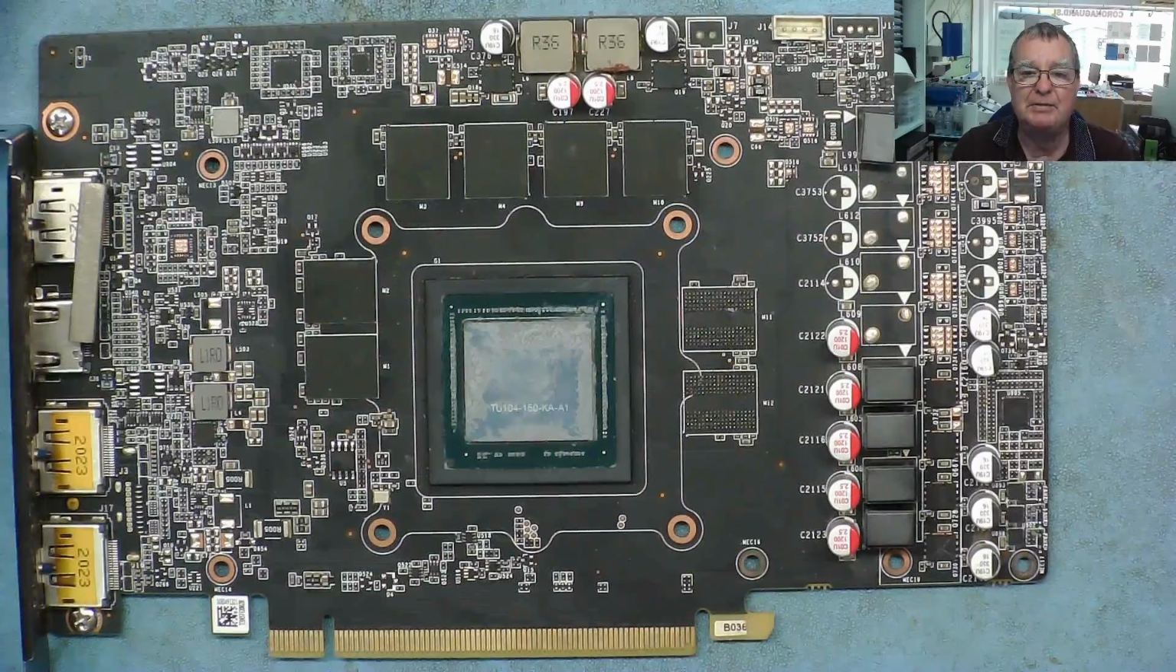Some of these methods are quite novel and probably have not been shown before anywhere that I've ever seen, for sure. So whether you're a beginner, intermediate, or experienced with GPU repair, I think you're going to learn something in this video. In fact, I'm sure you're going to learn something that you didn't know.